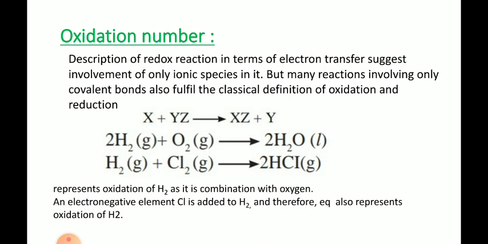Now here X plus YZ is a general reaction. It converts into XZ plus Y, meaning the species Y is removed, or lost, from YZ. So this is what we call, for example, displacement type reactions. Here their corresponding examples are mentioned.